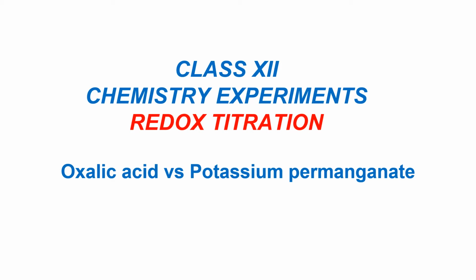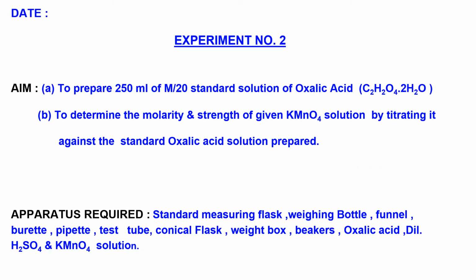Dear students, let's discuss the second redox titration, which is under chemistry experiments for class 12. The titration is oxalic acid versus potassium permanganate. Mohr salt versus potassium permanganate has already been discussed in the earlier presentation. This would be experiment number 2 after the Mohr salt titration.